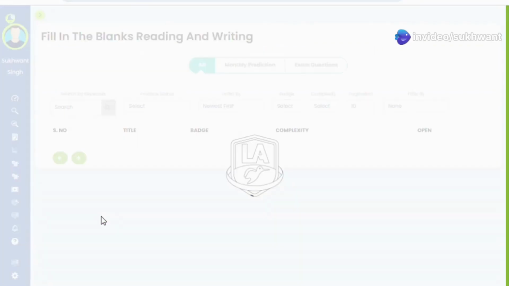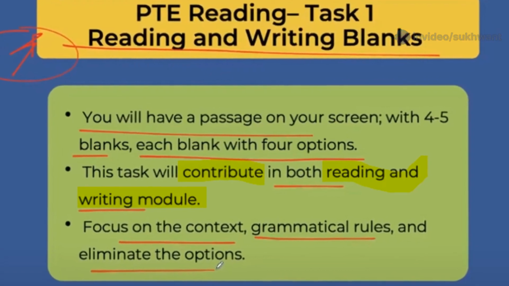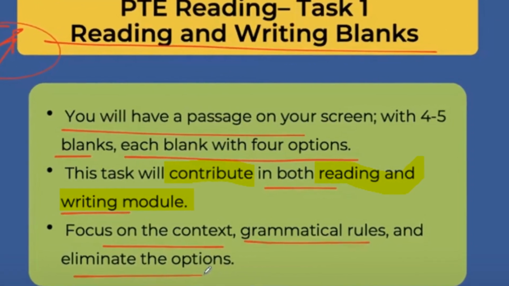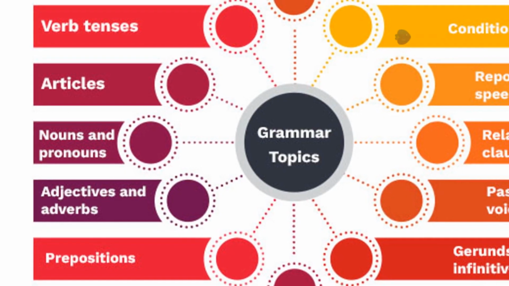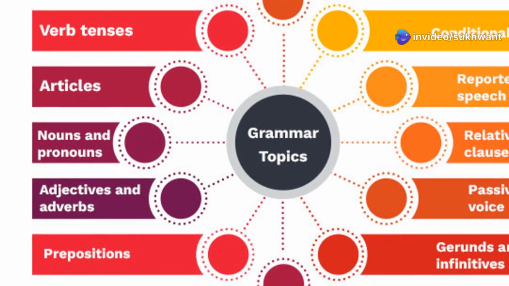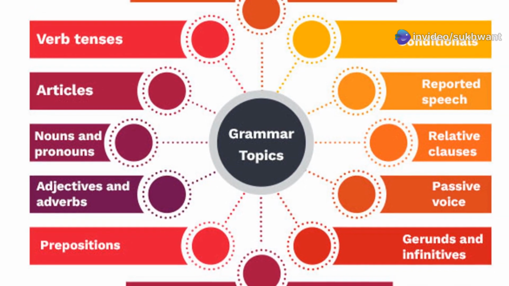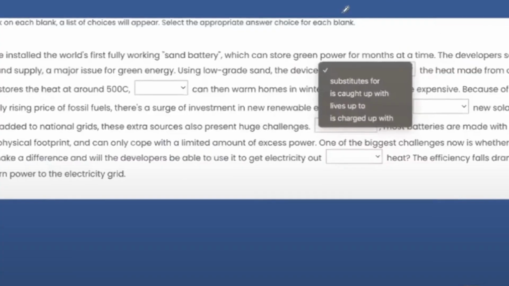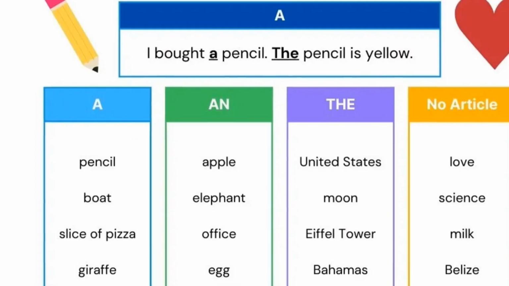So, let's talk about reading and writing fill in the blanks drop-down. This question type is a key contribution, and honestly, it affects both your reading and writing scores. The best strategy here is to focus on grammar rules, like articles, verb forms, prepositions, and also the context of the sentence. Always prioritize the blanks you're sure about first to maximize your chances of getting them right.